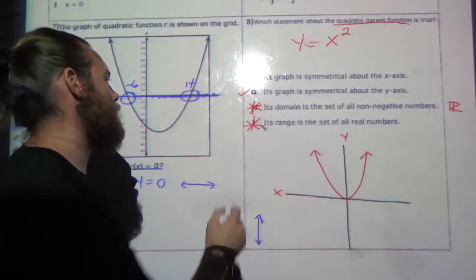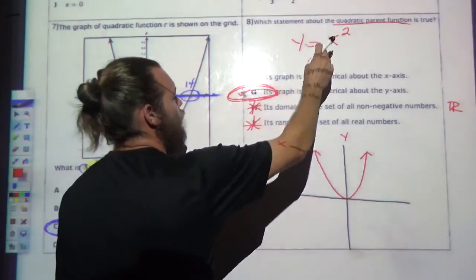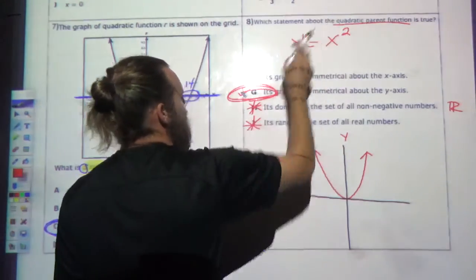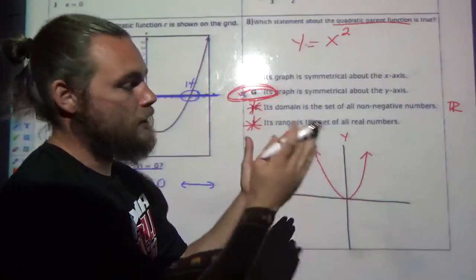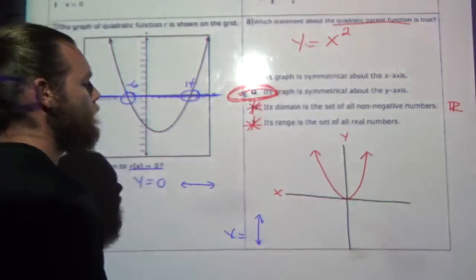The only choice left is that the graph of the parent function of a quadratic is symmetrical. It's the same on both sides of the y-axis.